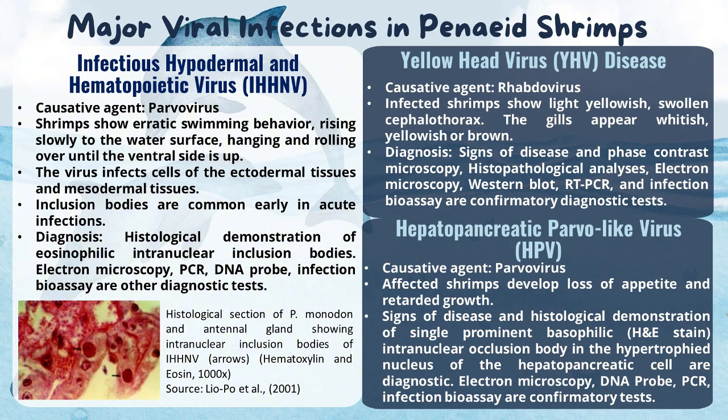Shrimps show erratic swimming behavior, rising slowly to the water surface, hanging and rolling over until the ventral side is up. Eventually, the animal sinks to the bottom. Shrimps would eventually right themselves, become weak, and lose their appetite for food. They repeat the process of rising to the surface and sinking until they die, usually within 4 to 12 hours. The shrimps manifest decreased preening and delayed molting.